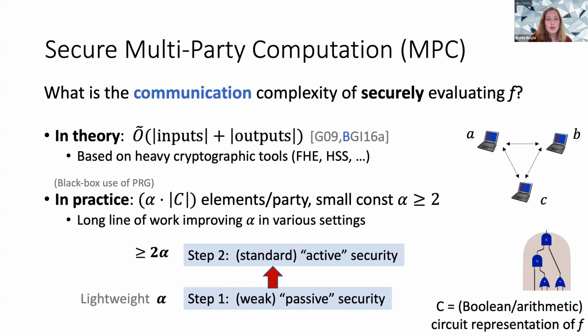Okay, so as I mentioned, there's a long line of work improving this constant alpha. And what I want to direct your attention to is that there's a gap, or at least there was a gap, between this alpha that could be achieved in this lower, weaker passive security level versus that which could be achieved in active security. And here, from prior work, combining everything together, the cost of this step was at least twice the amount of communication. And in some cases, as you'll see, even significantly more.